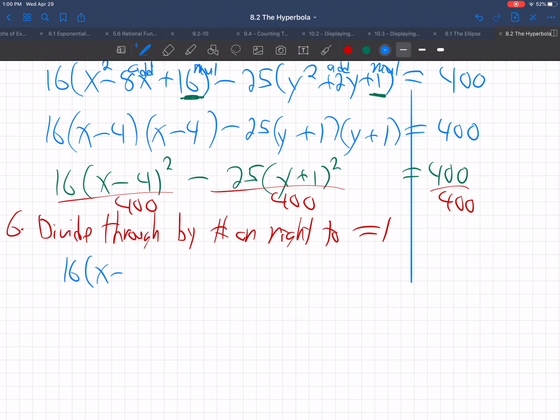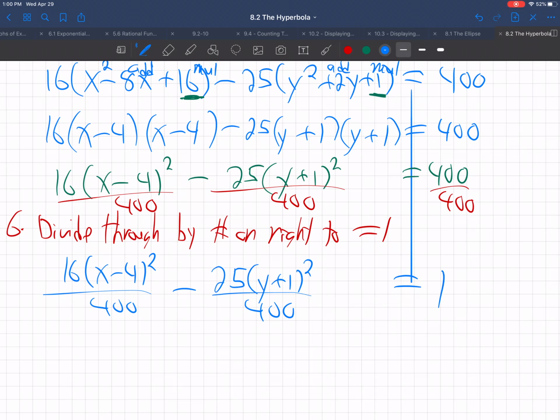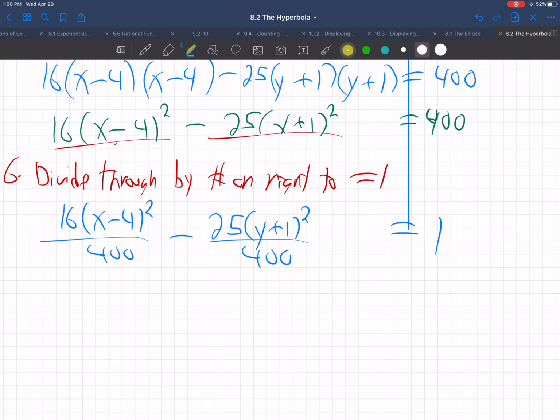So we have 16(x minus 4) squared over 400 minus 25(y plus 1) squared over 400 equals 400 over 400, which is 1. I probably should have been a little sloppy, just done it on the next line there, huh? Whoops. Let me just get rid of these 400s here. All right, so divide through by 400. Oh, I'm not doing a very good job here. So this should have been 400 over 400. So divide through by 400.